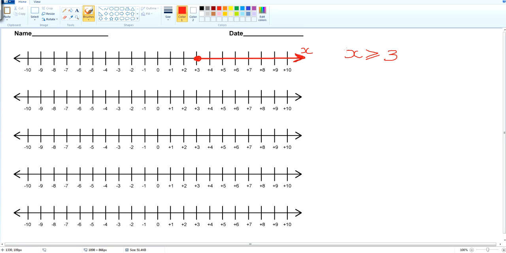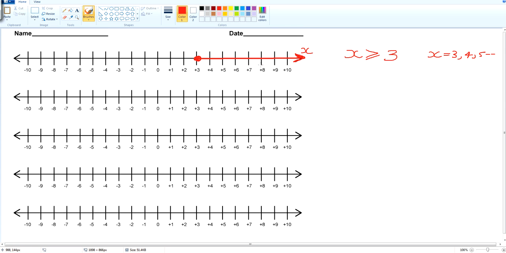Now what does that mean? That means anything which is 3, look over here, 3, 4, 5, 6, 7, we're talking about integer values here, up to infinity, is a part of our solution set. So we could say our solution set includes 3, 4, 5, and so on, all the way up to the biggest number, infinity. That's what that inequality means.